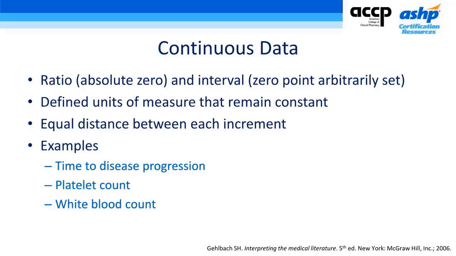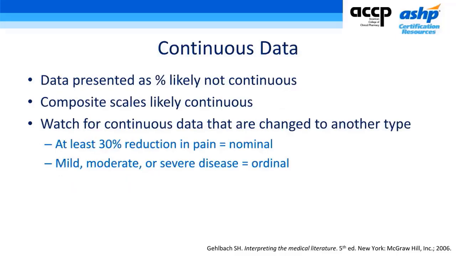Examples of continuous data include platelet counts, white blood counts, and time to disease progression. As I mentioned before, data that are presented as percentages are likely not continuous data. They are more likely to be nominal data. But again, that would be up to you to determine based on how the statistics are described in the method section of the article. You also want to be careful to make sure that the continuous data are not changed to another type of data.